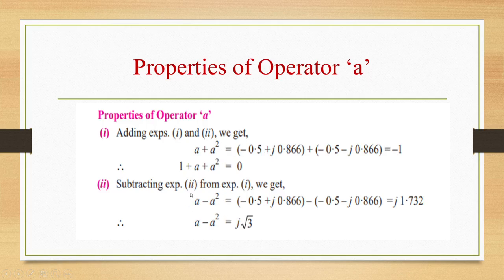Now we will do the subtraction of 2 from 1. Then A minus A square equals minus 0.5 plus j 0.866 minus minus 0.5 minus j 0.866. When we do the subtraction, we will get the value as j 1.732. That is, A minus A square is j root 3. So these are the properties of operator A.